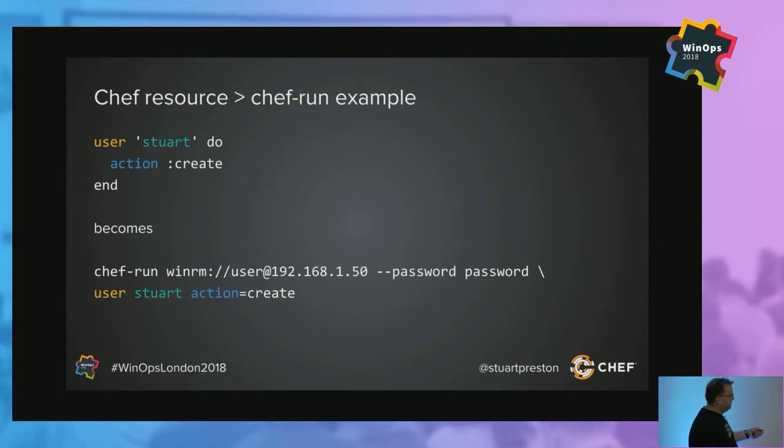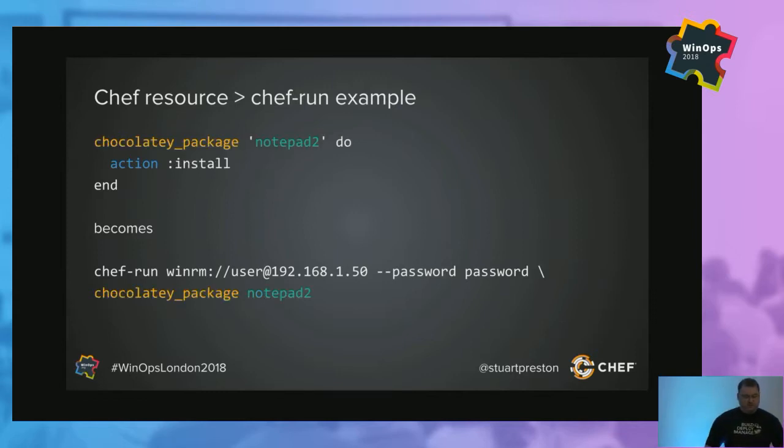So chef run, specify WinRM, which is a protocol for communicating with Windows, username, password, and then you can say user, which is the resource within Chef, Stuart, which is the name property from the resource, and then a list of actions and other properties you want. So action equals create there literally replicates that. We're going to get into demoing it pretty quickly, hopefully. But a couple of things first.